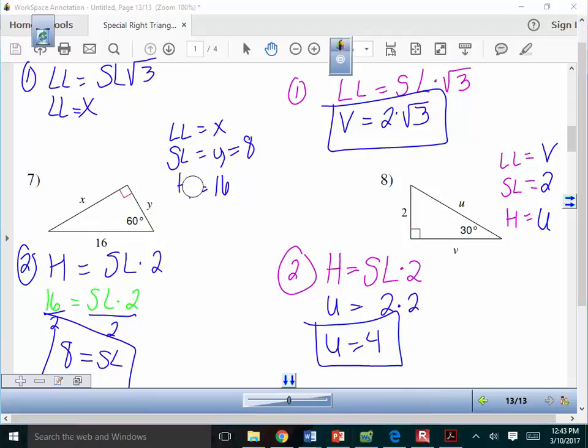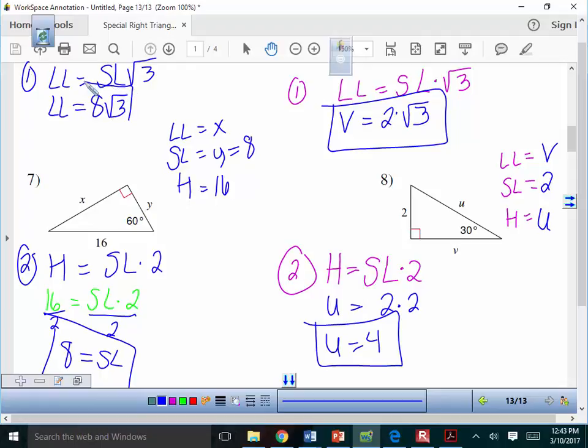You're right. Our short leg, which is 8, times the square root of 3. So that's just our answer. We can't simplify that any further. Are there any questions? Is this pretty simple? Do we remember this pretty well?